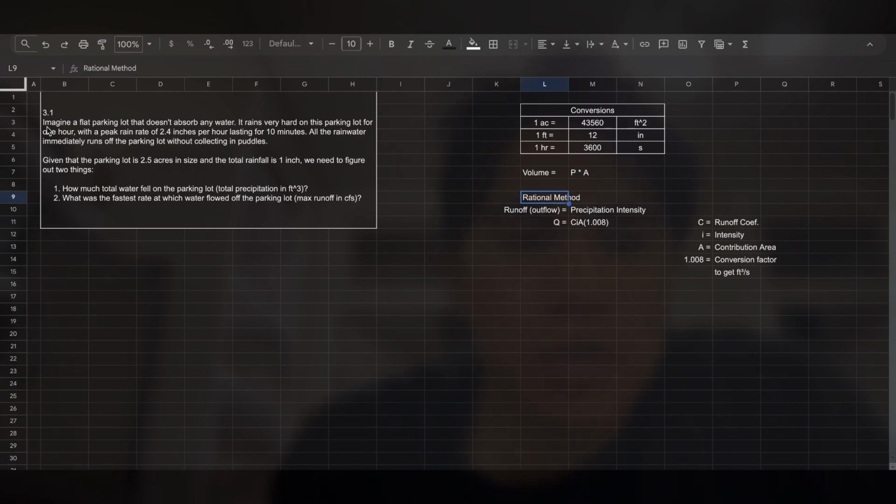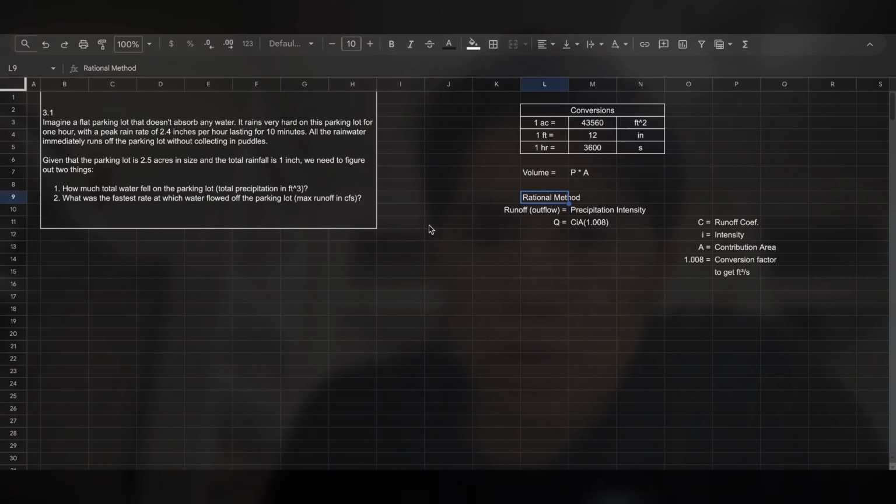The book mentions an impervious watershed, and impervious means that the water doesn't infiltrate or percolate into the groundwater. So a parking lot fits these characteristics. That's why I use this for this problem. Now let's start solving one by one. Part one is asking us for the total precipitation.